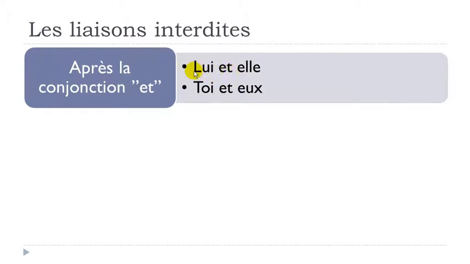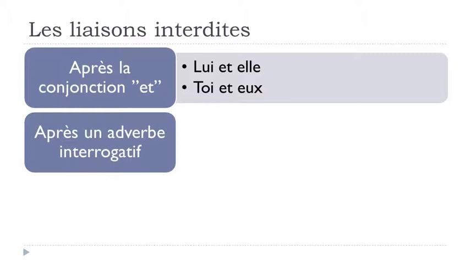Okay, so if you want to read it correctly here, it will go like lui et elle. All right, so don't think about putting something between the two. Don't think about producing something like lui zet elle. No, no, no, nothing here. Lui et elle. And it will be exactly the same thing in this example here. Toi et eux. Alright, so no liaison, even if it's a bit tempting, because it would be possible, but then no. So after this et, remember, no liaison, okay?